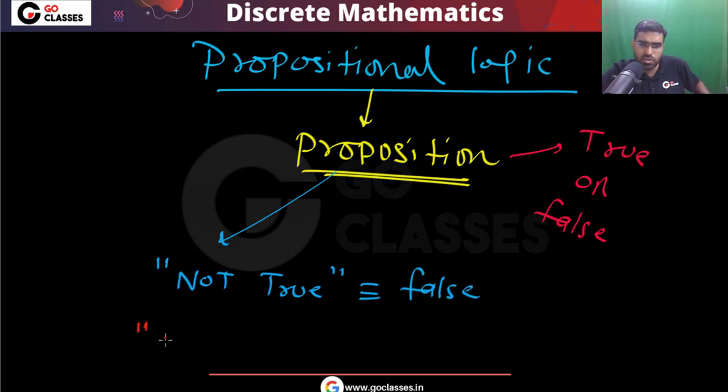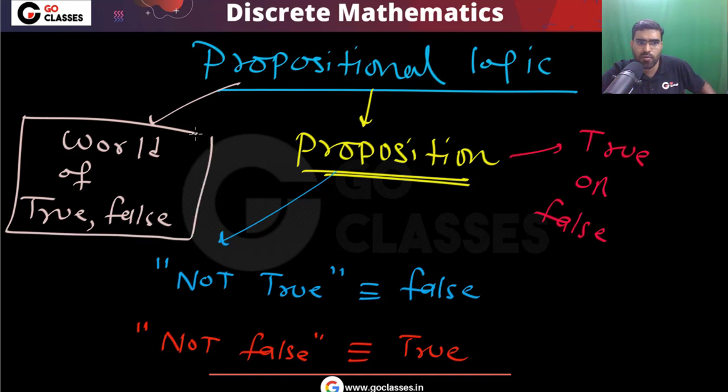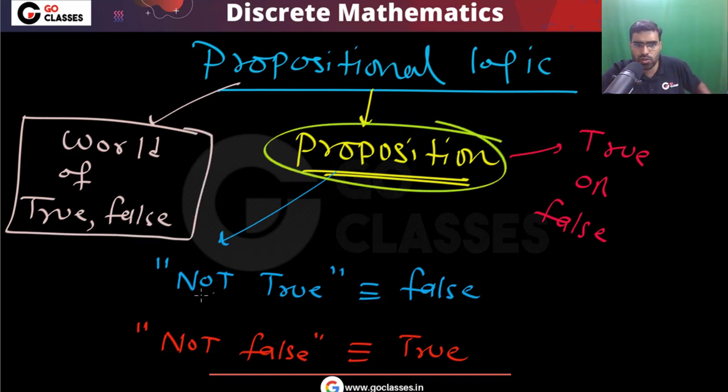Similarly, if it is not false, then that simply means that this is true, because this is a world of true, false. This is a very simple world. That is the reason I can say any proposition is true or false; if it is not true, then that is the same as false, and if it is not false, then that is the same as true.